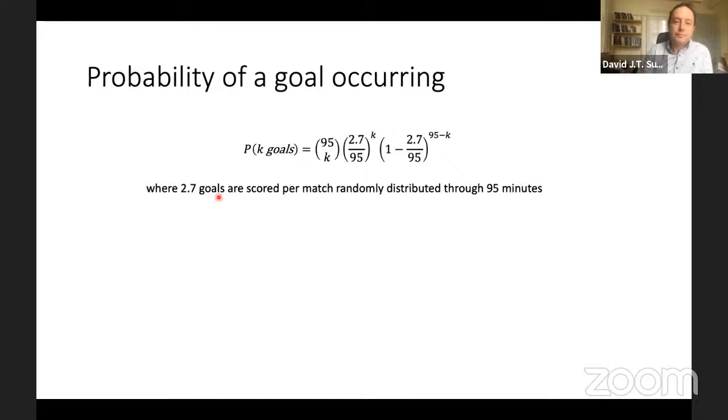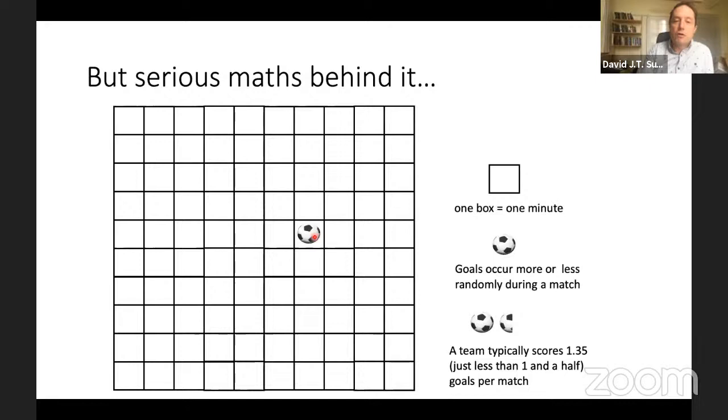scored in a match. And I'm going to assign them randomly between 95 minutes, which might be typical for a football match. Neither of these numbers are absolutely cast in iron, but they're roughly what we see in typical football matches. Okay, so what is the probability of K goals? Well, the way we work it out, and it's related to the box model, we drop, we see in each of these boxes, what's the probability that it's filled with a ball?